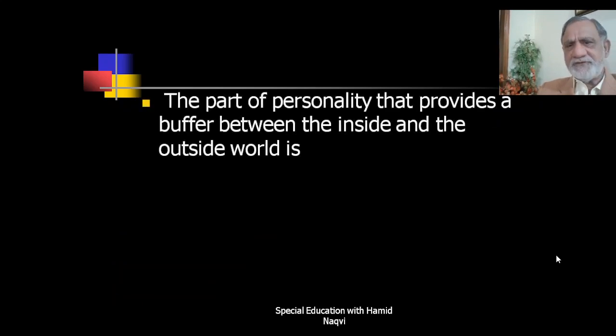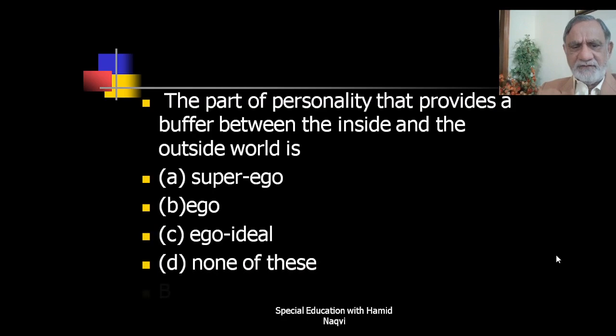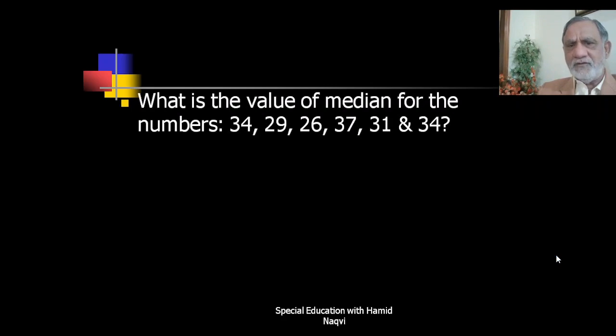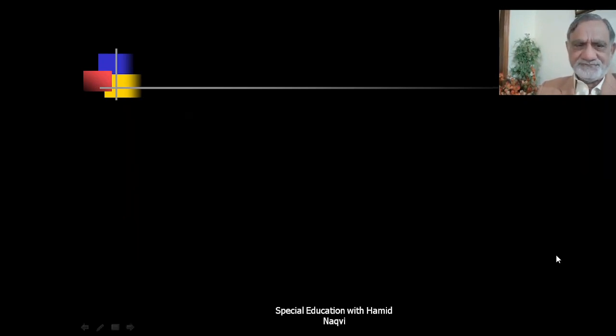The part of personality that provides a buffer between the inside and the outside world is superego, ego ideal, or none of these. The correct one is ego. What is the value of the median for the numbers? The correct one is C, that is 32.5 is the median.